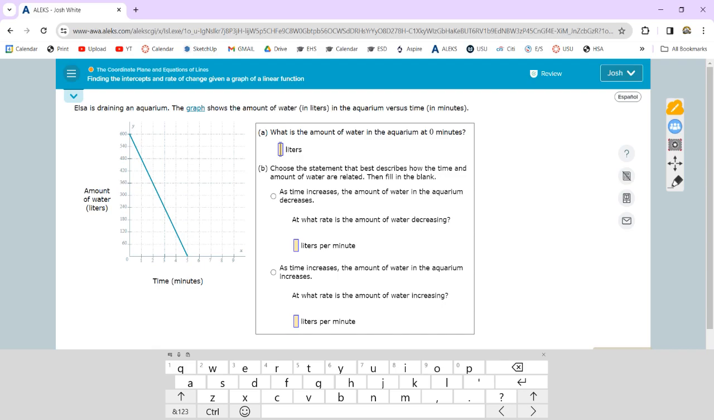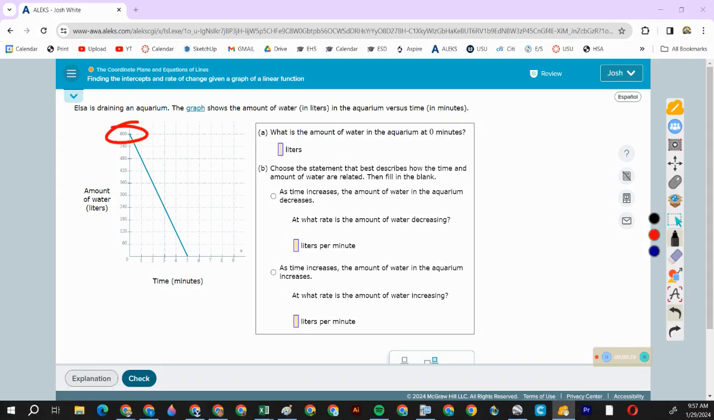All right. Here we have a graph, a linear graph. Elsie is draining an aquarium. The graph shows the amount of water in the aquarium versus time. What is the amount of water in the aquarium at 0 minutes? So that would be 600 liters.